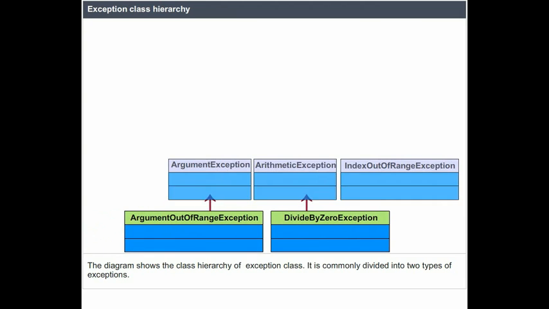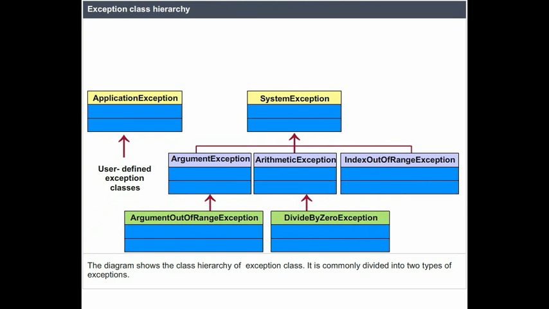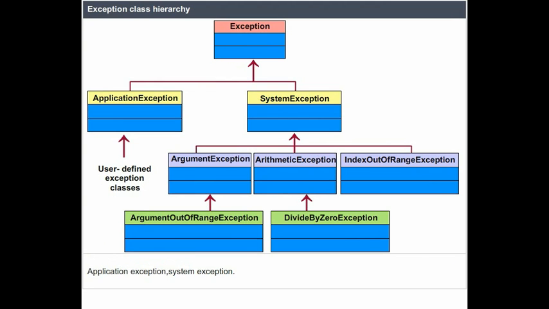Exception class hierarchy. The diagram shows the class hierarchy of the exception class. It is commonly divided into 2 types of exceptions: ApplicationException and SystemException.